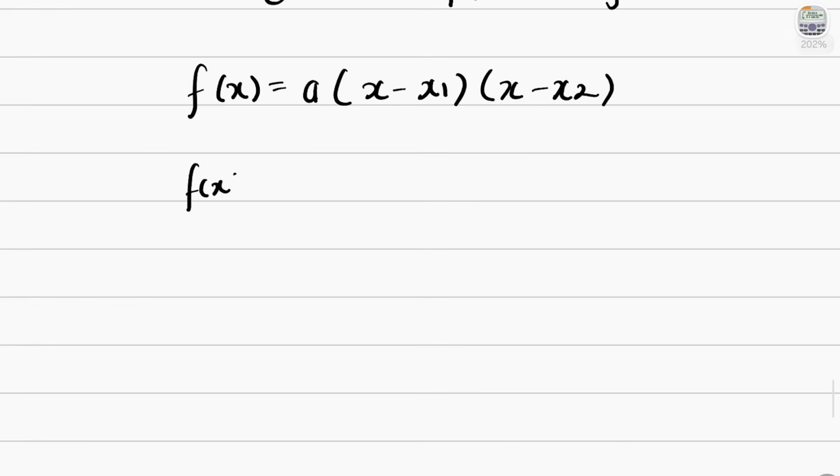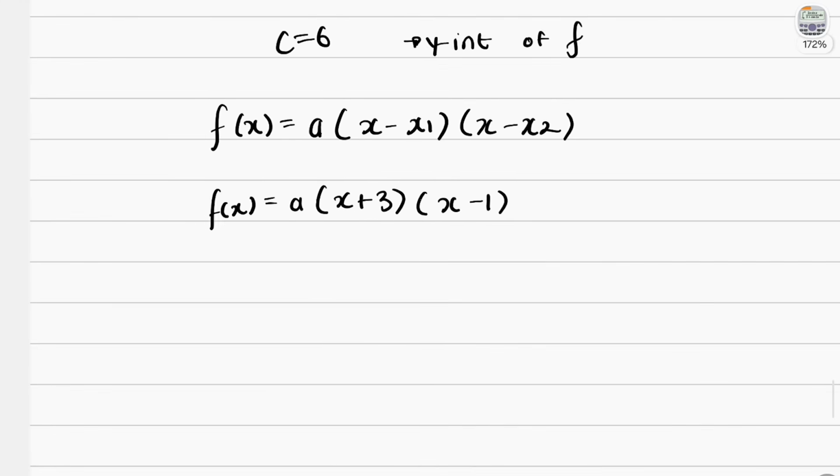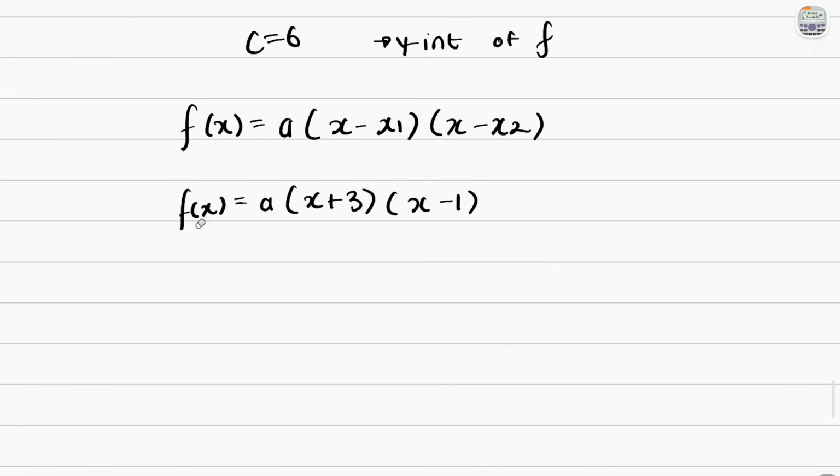So f of x is equal to a multiplied by x minus -3, which becomes x +3 when you multiply in, and then x minus 1. Now you see at this point, you just have x's here, you have f of x. The only thing that is actually missing is the value of a. So that's what we have to find.